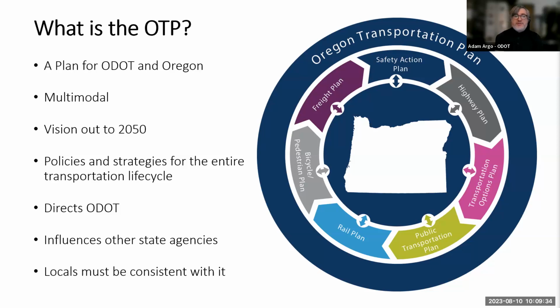It definitely has elements that relate to the work of other state agencies, as well as regional and local entities, for consistency and coordination, et cetera, with the other statewide mode and topic plans, as you see depicted in this graphic, but also all the way down to the local transportation system plans in Oregon. Next slide.